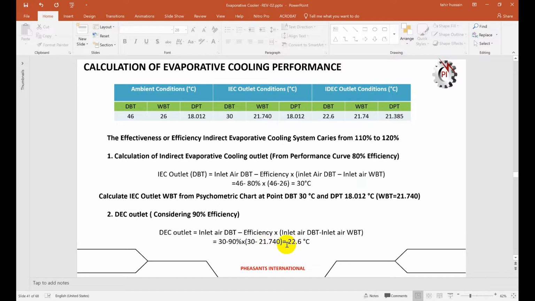This is 21.740. So the outlet temperature after the cellulose pad, which is the second stage of the IDEC system, we got is 22.6 degrees centigrade. If we use only the DEC system, we might get only 28, 30, 32 degrees centigrade. By using the two-stage IDEC system, we are getting the outlet temperature of 22.6 degrees centigrade.